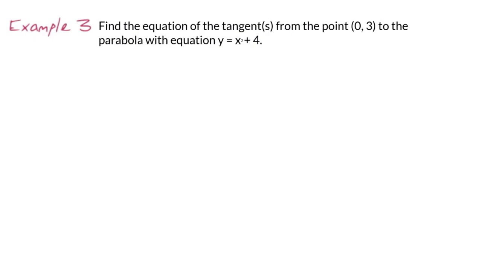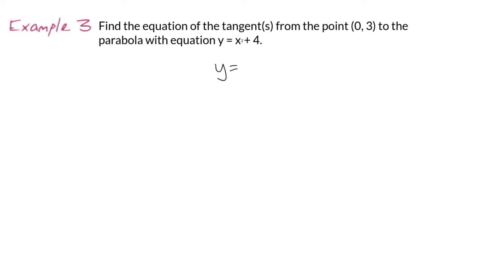This is our final example in this lesson, and we're going to look at a problem where we have to find the equation of the tangents from the point 0, 3 to the parabola with the equation y equals x squared plus 4. So it's suggesting that there are two tangents here, but we'll proceed very similar to the last example by thinking about what kind of line we must have.